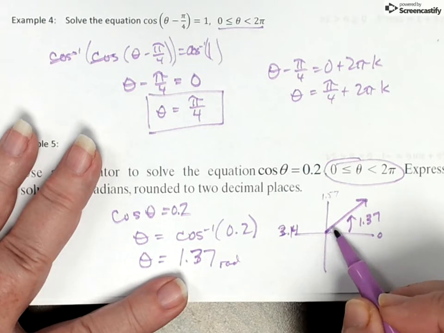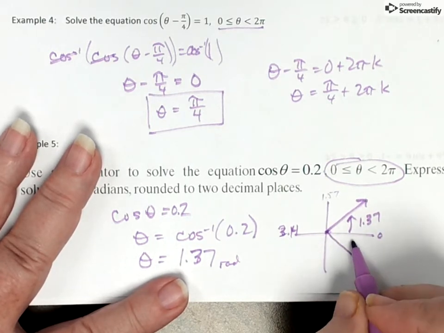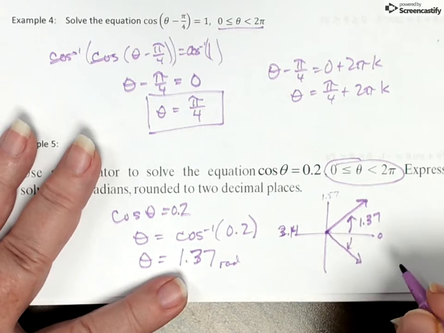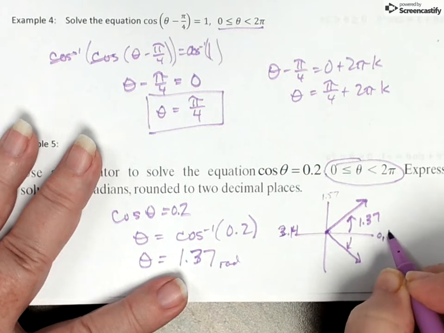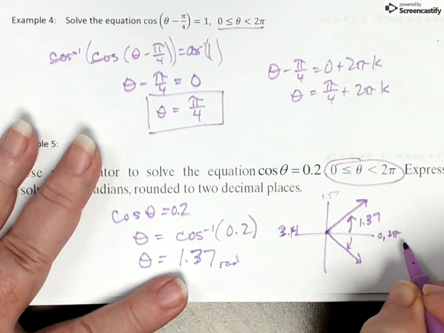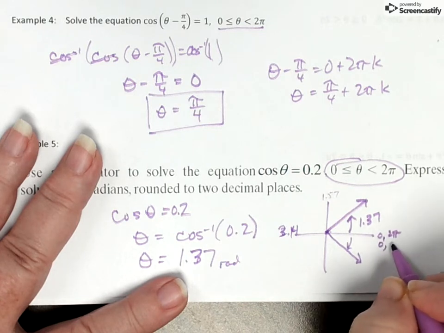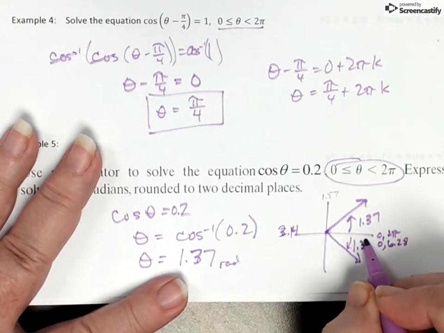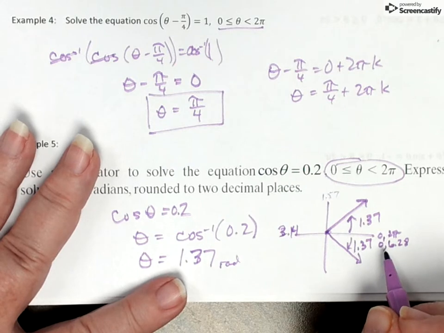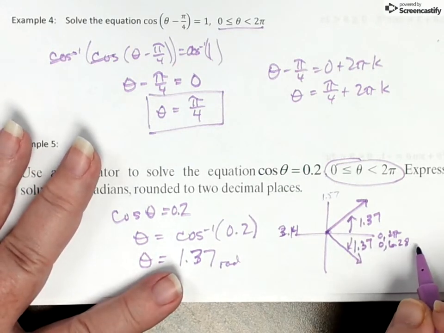And remember that cosine is positive in quadrants 1 and in quadrant 4. So I've got to find another answer. Well, we talked about this in class, that when I have 0 or 2 pi, that if I put it in decimal form, that would be 0 or 6.28. And I need to subtract the reference angle of 1.37. Should I subtract that from 0, making this a negative value, or subtract it from 6.28?